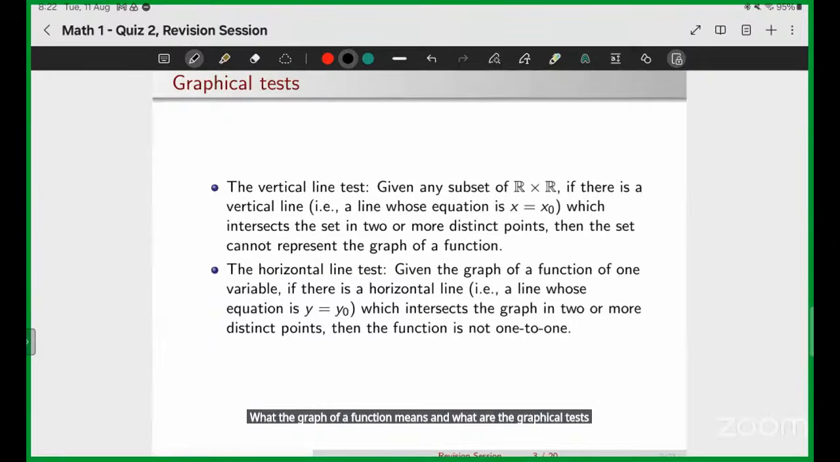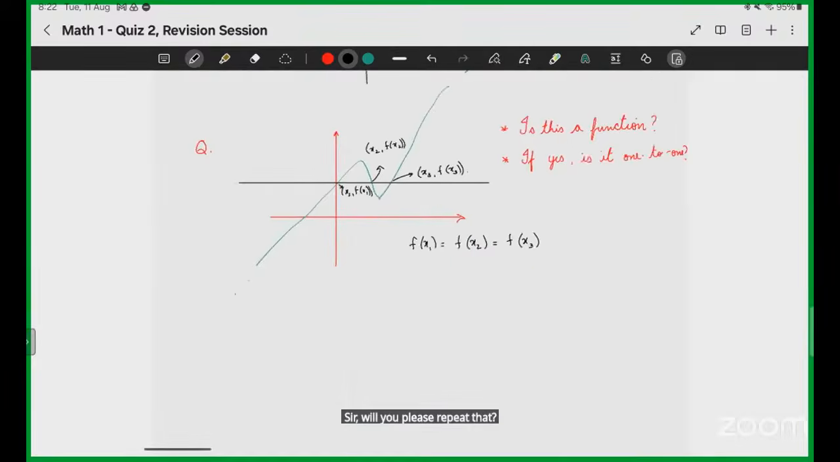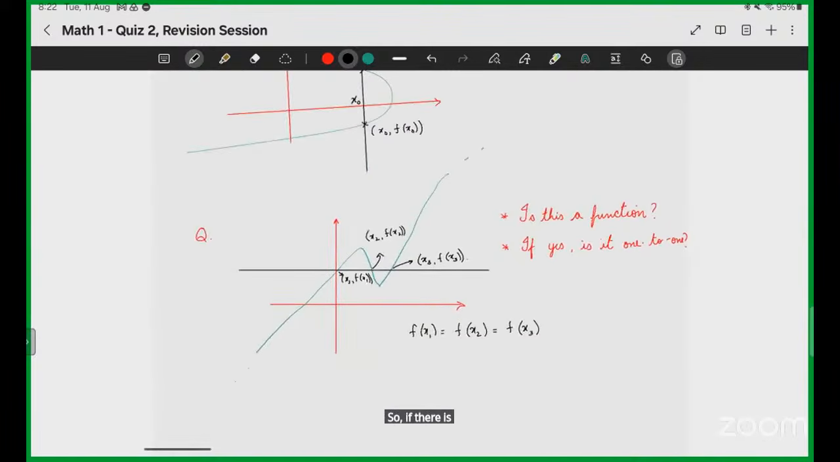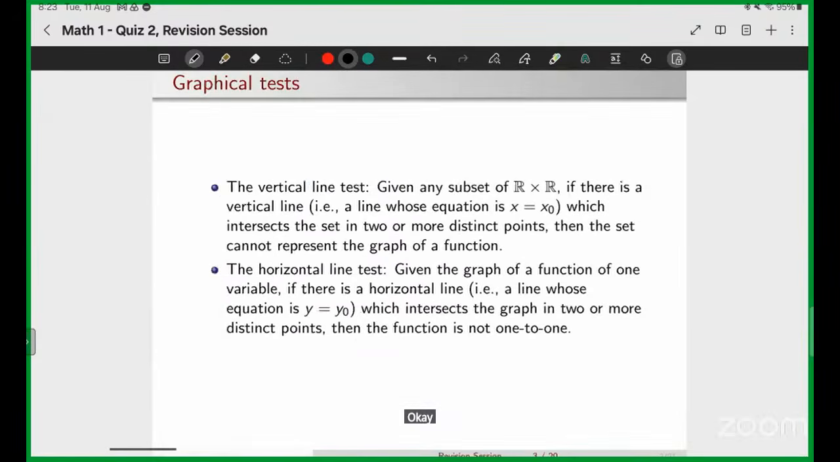Is this clear? Sir, will you please repeat them? So if there is even one horizontal line such that it intersects the graph of the function in more than one point, then the function is not 1 to 1. Okay, so that's what is written over here also.